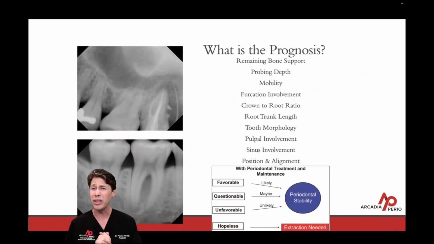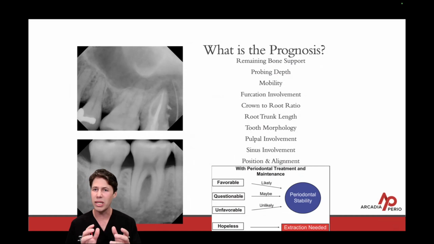So this is a really good example of how I view prognosis at Arcadia Perio. Now, let's look at these two radiographs on the left. What are we looking at here? Are we looking at individual tooth-related factors? These factors may include the remaining bone support, probing depths, mobility, furcation involvement, crown to root ratio, root trunk length, tooth morphology, pulpal involvement, sinus involvement, position and alignment, right? All individual tooth related factors.